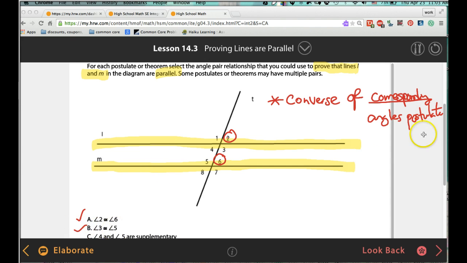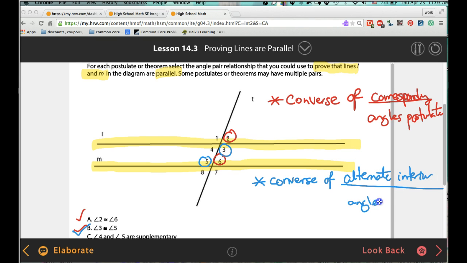What about the next one? Angles 3 and 5. Let me use another color for that one. B. 3 and 5. Well, what kind of angles are they? Yeah, they are alternate interior angles and they measure the same. But we're not going to say, oh, they're alternate interior angles and they measure the same. No. When we know that these two are congruent to each other, that's how we can prove that lines L and M are parallel to each other. And when we want to do that, again, we have to use the word converse of, okay? Converse of what? In this case, this is going to be alternate interior angles postulate.